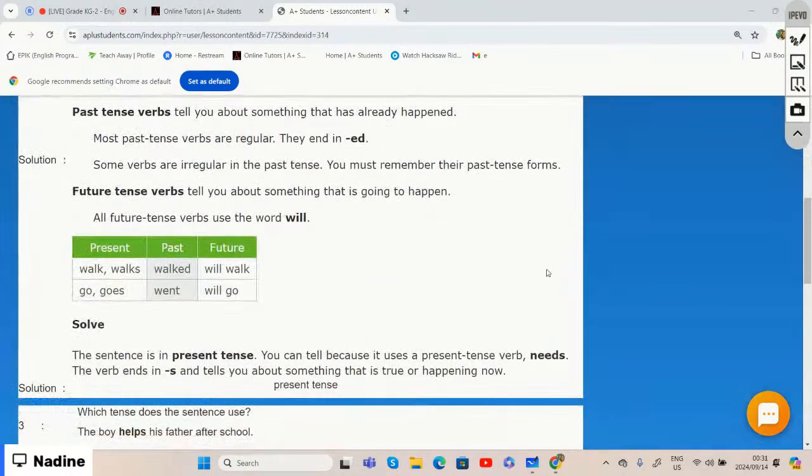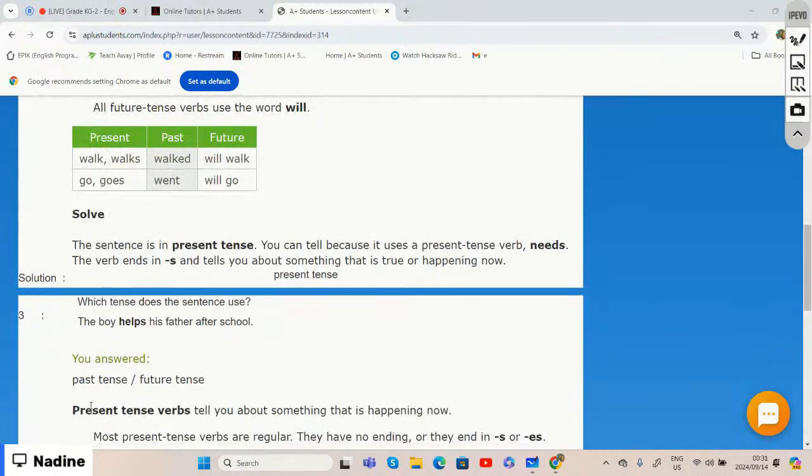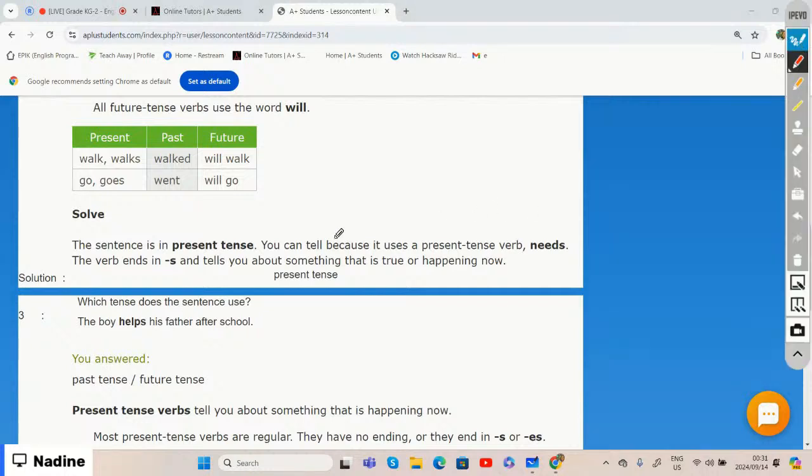All right, one more and then we go to our test. The boy helps his father after school. Look at the word helps. It ends with an S. Is that the present tense, the past tense, or future tense? The boy helps his father after school.